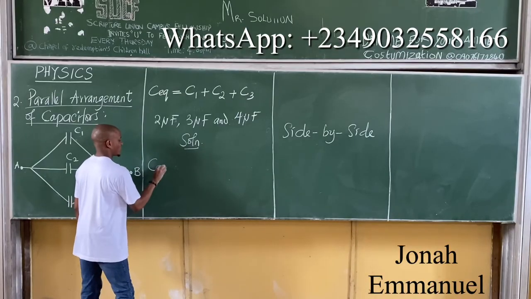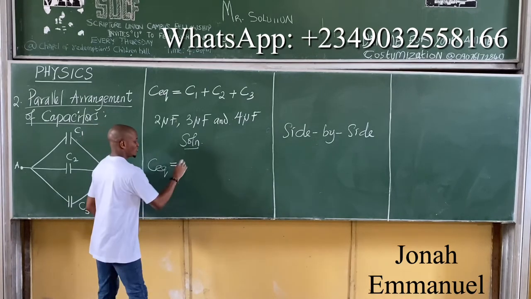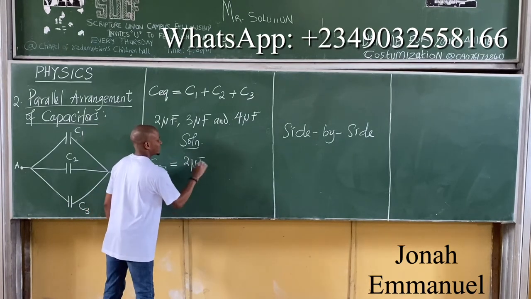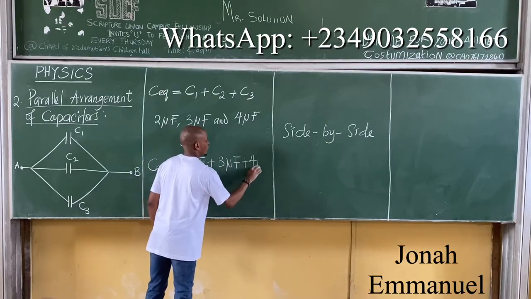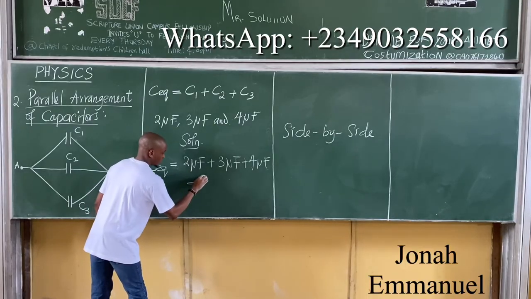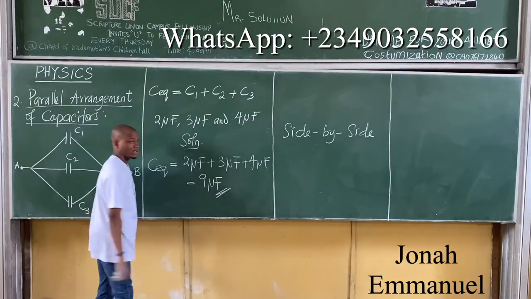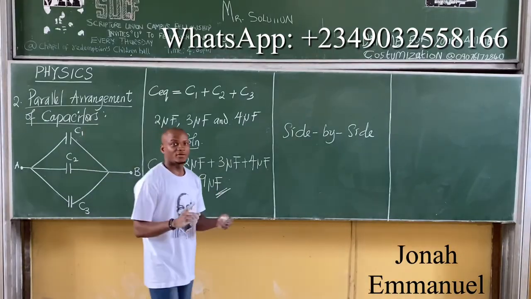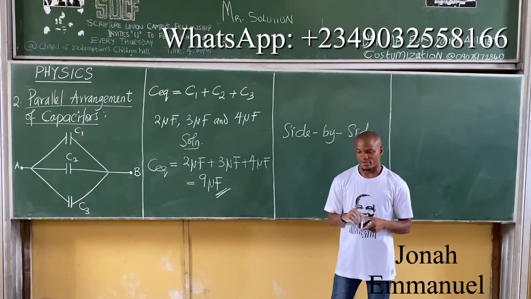The equivalent capacitance is equal to, add them up: 2 microfarad plus 3 microfarad plus 4 microfarad. If I add this, I have 9 microfarad. That's all. For parallel, add them up straight. So I have 9 microfarad.